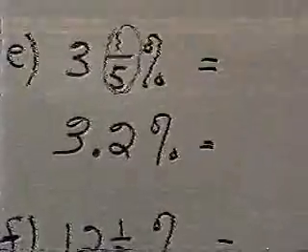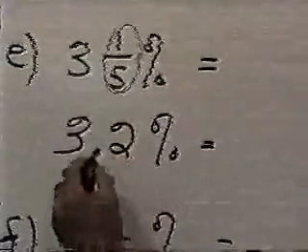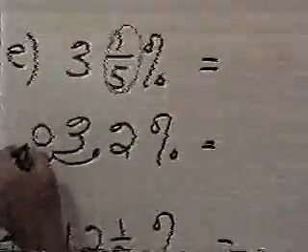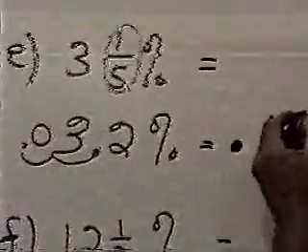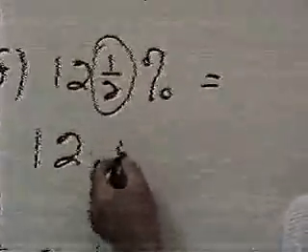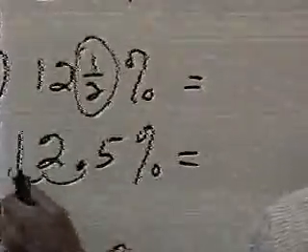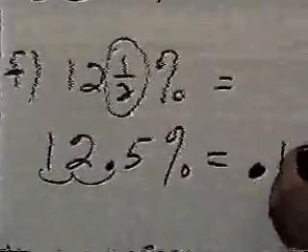Now that we have that changed to decimals, we move the decimal place 2 places. So we have to add a 0 in front, and therefore the answer is 0.032. All right, F part, 12.5%. First thing we do is change the fraction to a decimal, keep the percent sign, and now we move the decimal place 2 places, and so our answer is 0.125.